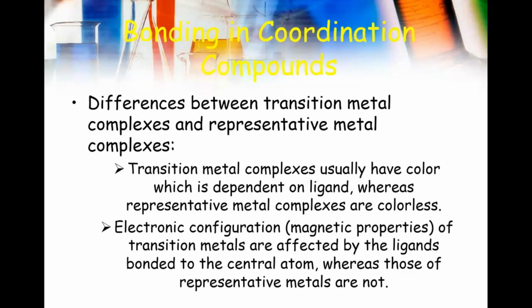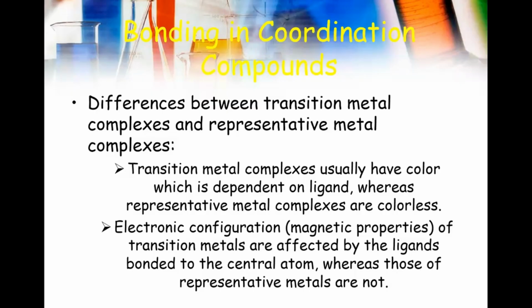Today we will continue with our next topic on chapter 3, the bonding in coordination compound. For the bonding in coordination compound, we will learn the difference between the transition metal complex and representative metal complex. Based on the differences, the first one is that transition metal complex usually have color, which is dependent on the type of ligand, whereas the representative metal complex are colorless.